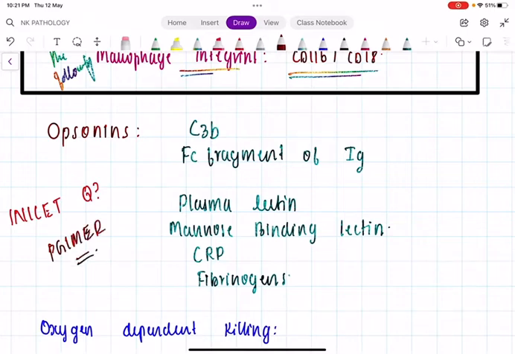Which of the following are opsonins? Answer is C3b. Then the Fc fragment of immunoglobulin, we have two fragments, Fc and Fab fragments, out of that the Fc fragment. Then plasma lectin, mannose binding lectin, C reactive protein and fibrinogen. I am not going to tell much more. You will read this in immunology and microbiology.